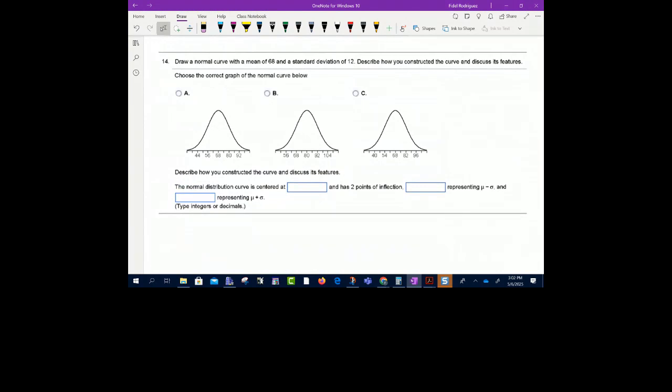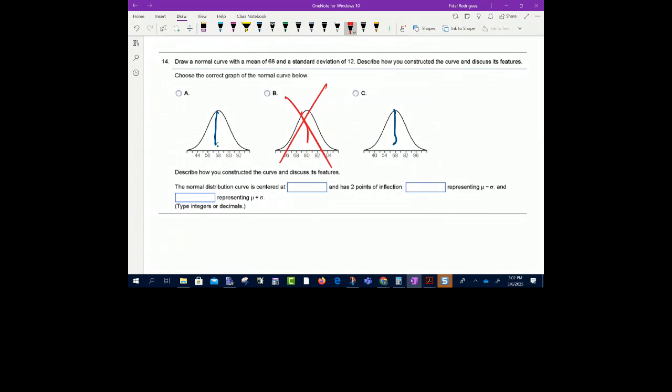Let's take a look here, y'all. It says draw a normal curve with a mean of 68, the standard deviation of 12. Remember, the mean is going to be 68. That's telling me that the number in the middle has to be 68. Well, we know that choices A and C are looking pretty good so far, right? Because that's where my middle is. And you're like, why aren't you going to go with choice B? Because my middle number here is not 68, right?